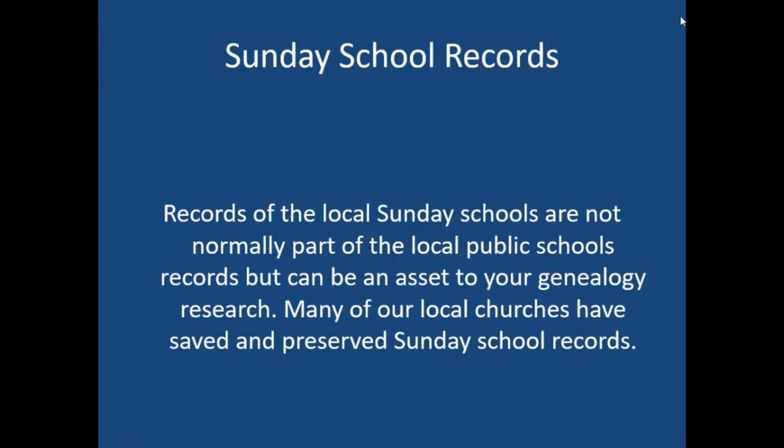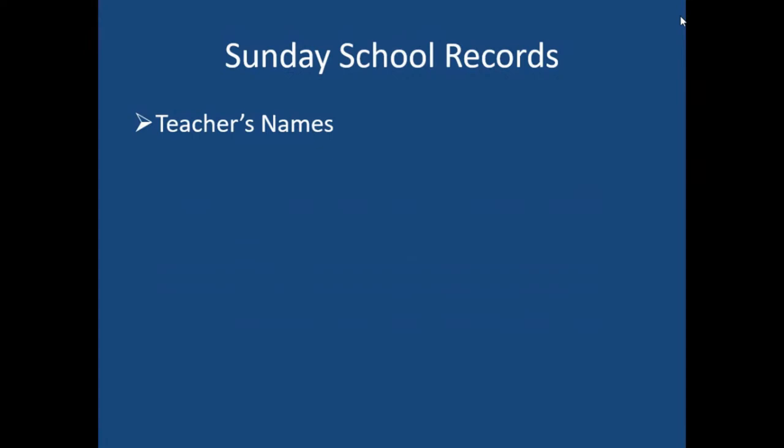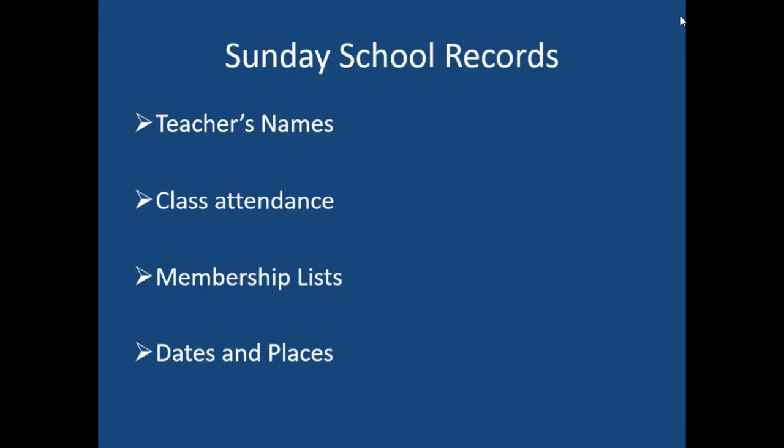What can be found in Sunday school records? Well, you have the teacher's name, whoever taught the school, that might be in there. Class attendance. Sunday school also took attendance. Membership list. Many of us reach out to many of the churches and denominations to try to find church records for our ancestors. And Sunday school records also will have membership lists. Dates and places. What we're always looking for. When was our ancestor at a certain place? Where were they? This is all information that helps us tell their story and also propels us to finding other records that we're looking for.